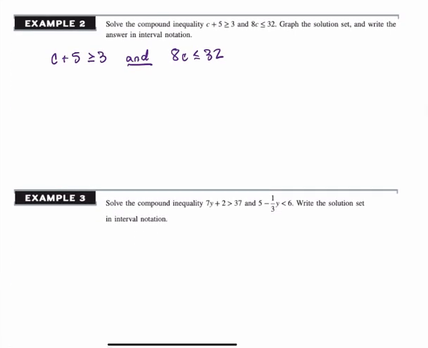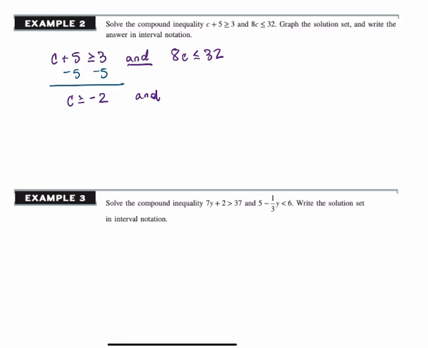So we have c plus 5 is greater than or equal to 3, and 8 times c is less than or equal to 32. So let's solve each of these separately. On the first one, I'd subtract the 5 on both sides. So c will be greater than or equal to negative 2, 3 minus 5. And let's solve the other side.